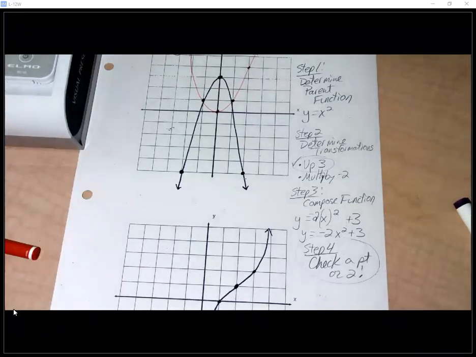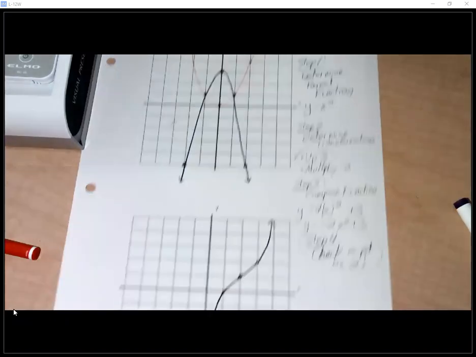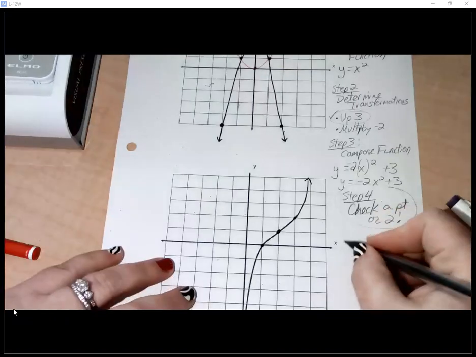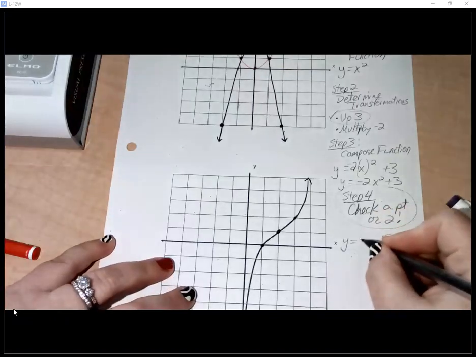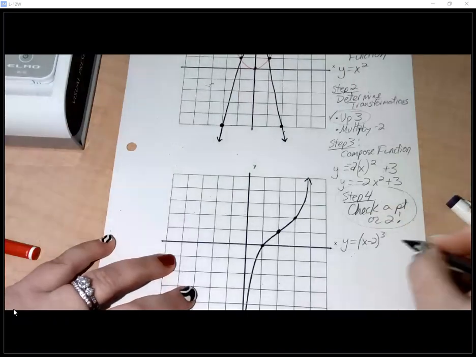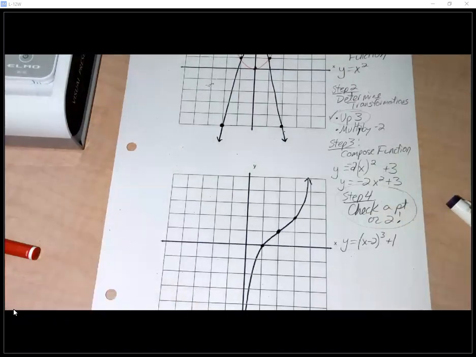Okay, who's got an answer? Cedric, go ahead. What do you think it is? Y equals x minus 2 cubed plus 1. Did you write it like this and like that? Yeah. Okay, let's see if we all agree.